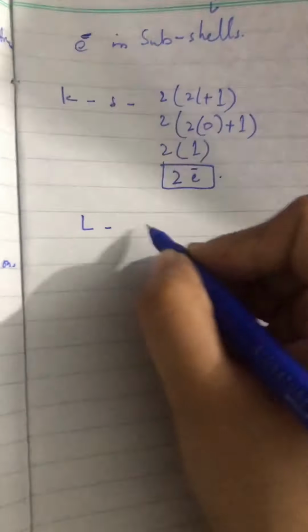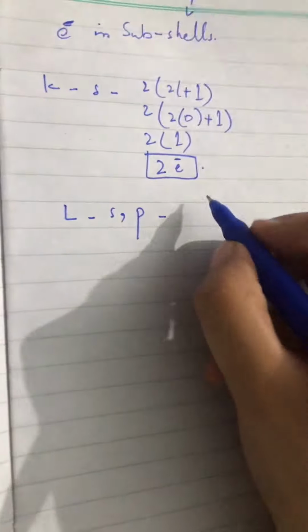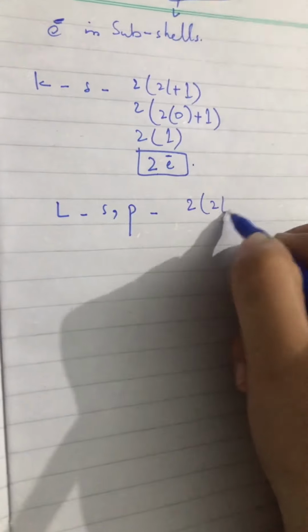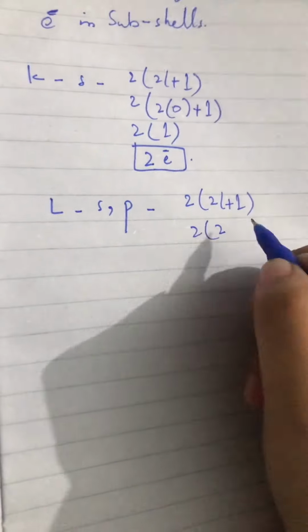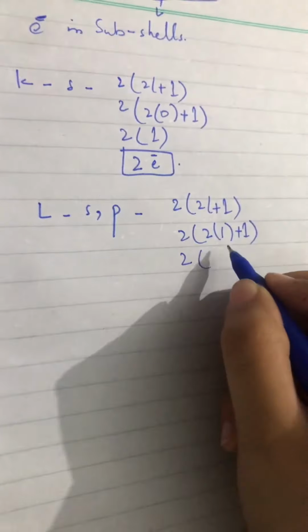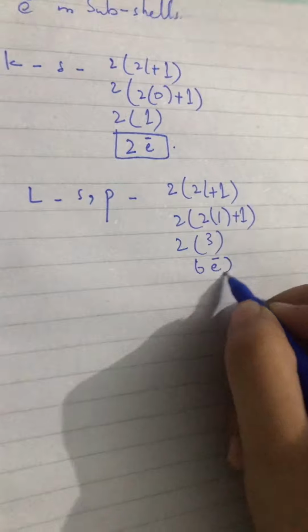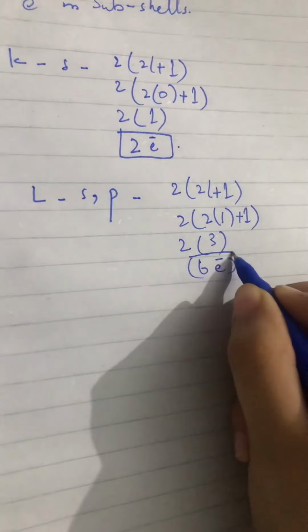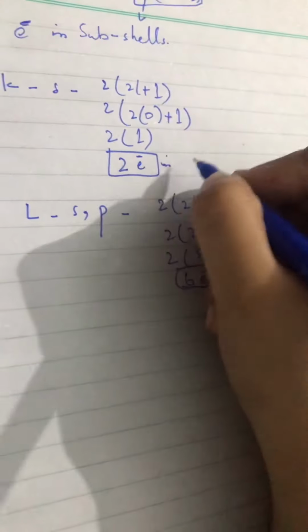2 electrons in S. Now L has 2 subshells. We have found S, now P. 2 times (2L plus 1), here the azimuthal number of P is 1, so 2 times 1 is 2, 2 plus 1 is 3, 2 times 3 is 6 electrons in P. 6 electrons in P, and 2 in S.